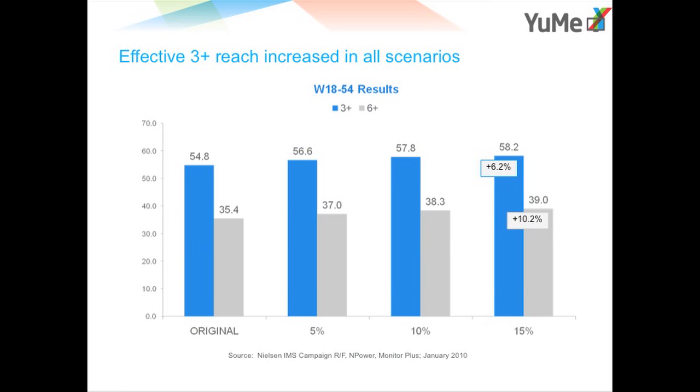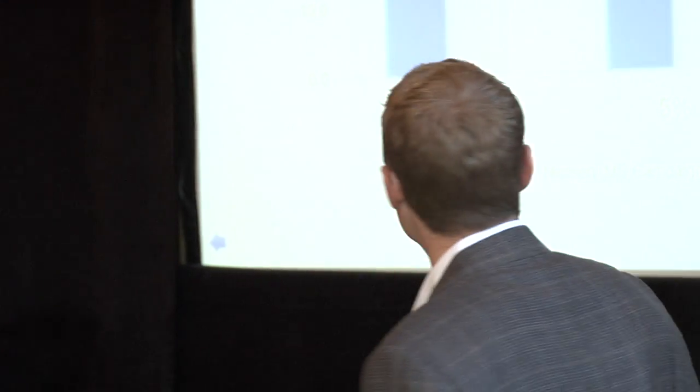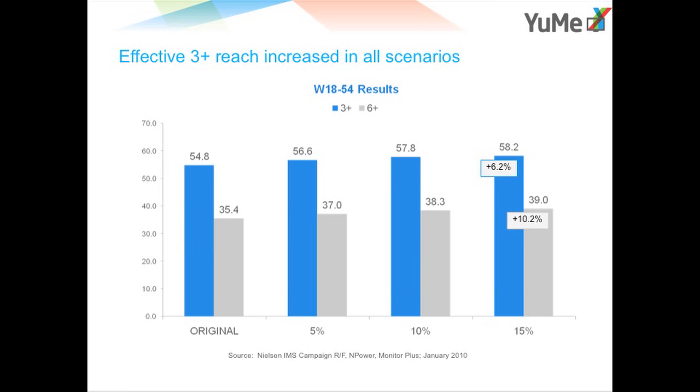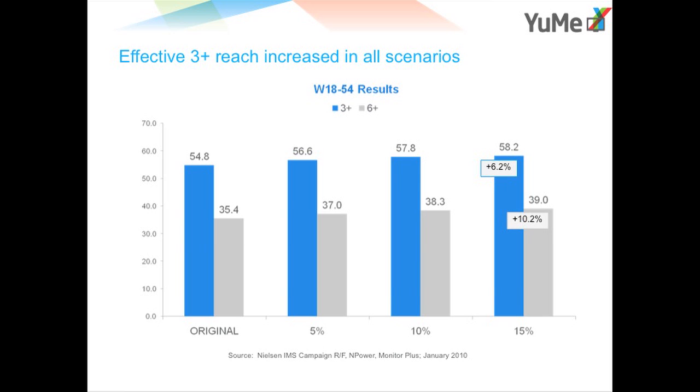As we go from the original scenario to the 15% scenario, we're able to increase the number of people who see the ad 3 times over the month-long period by about 6%, and those who see it 6 times during the month-long period or more by about 10%. So again, in and of itself, not a dramatic increase, but you stack this on top of the fact that you have 1.7 million new users who are seeing the ad. You have a large segment of the audience, up to 20%, who's seeing the ad on multiple screens and getting that cross-platform effect. And then you have more people seeing the ad more times. And the story starts to really come together.